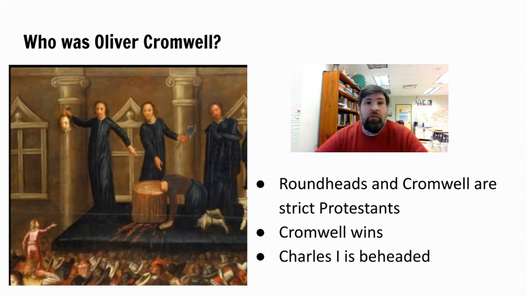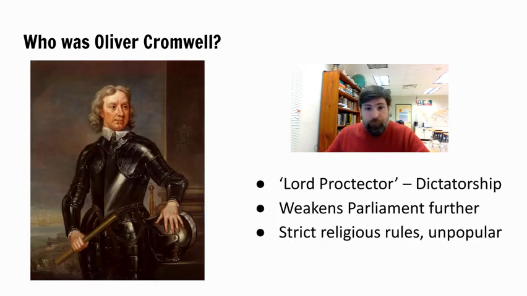So this is a huge challenge to absolute monarchy, right? This King of England says that he's an absolute monarch, tries to dissolve Parliament, and he ends up getting his head cut off, which scared the crap out of all the other kings and queens in Europe.